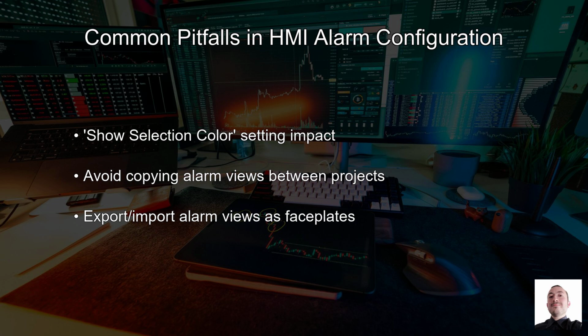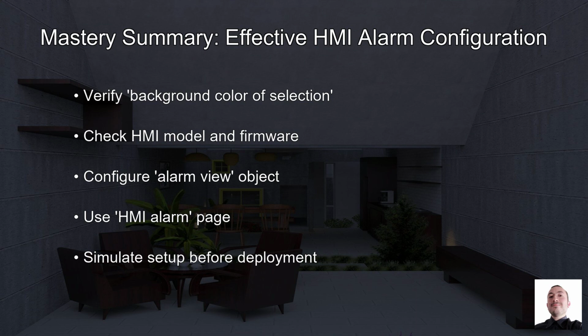To avoid these pitfalls, always verify the Show Selection Color setting in your alarm view configurations. Additionally, when migrating alarm views, consider exporting and importing them as faceplates, ensuring all dependencies are correctly handled. Remember, the devil is in the details. Small settings can have a significant impact on your HMI's functionality. To wrap up our deep dive into HMI alarm configuration, let's recap the critical steps and best practices.